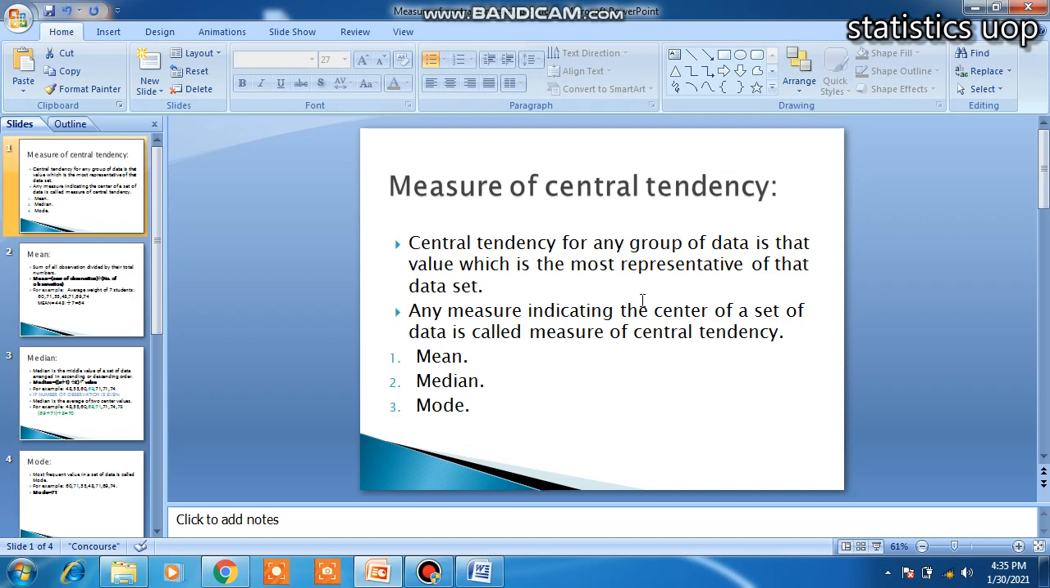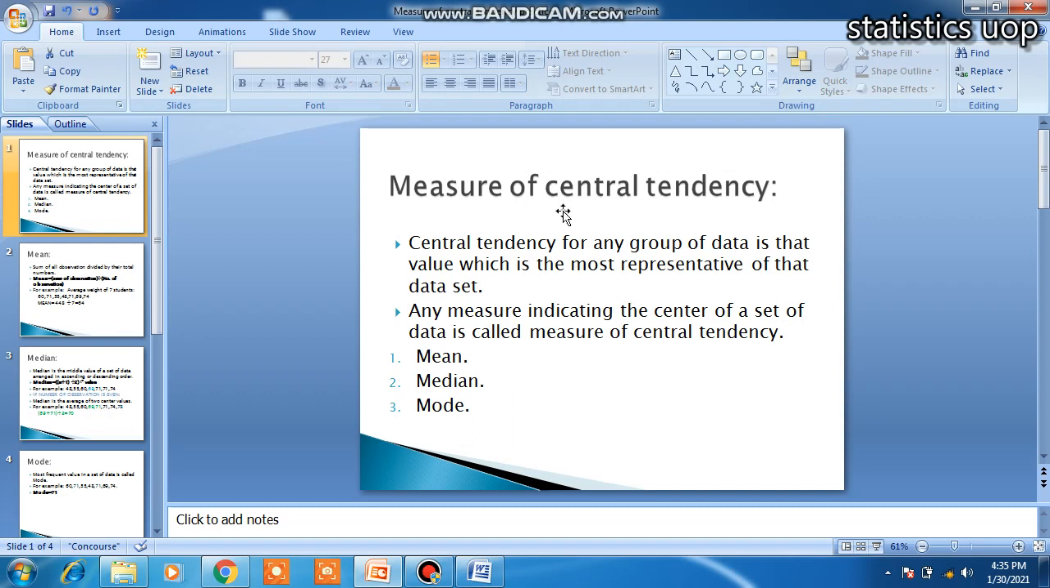Suppose we talk about the average weight of students, and let's say there are 20 students in the class, and let's say their weights are different from each other. However, there will be one such value which is representative of all the weights of the students in the class. That value is the central tendency, or simply we can say that around that value the individual weights of students will be clustered. So this is the central tendency.